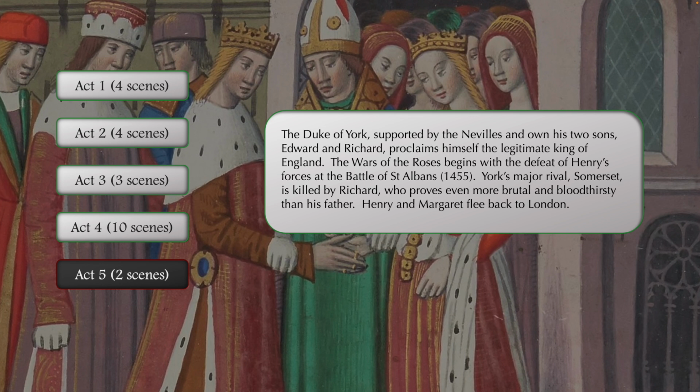The Duke of York, supported by the Nevilles and his own two sons, Edward and Richard, proclaims himself the legitimate king of England, and the Wars of the Roses effectively begins now. And then Henry's forces are defeated at the first battle, the Battle of St. Albans, in 1455. York's major rival throughout the play, Somerset, is killed by Richard, who proves even more brutal and bloodthirsty than his father. And then at the very end, Henry and Margaret flee St. Albans and go back to London.